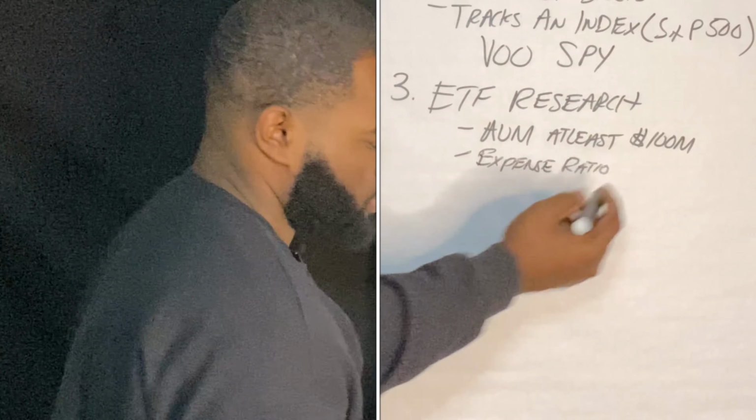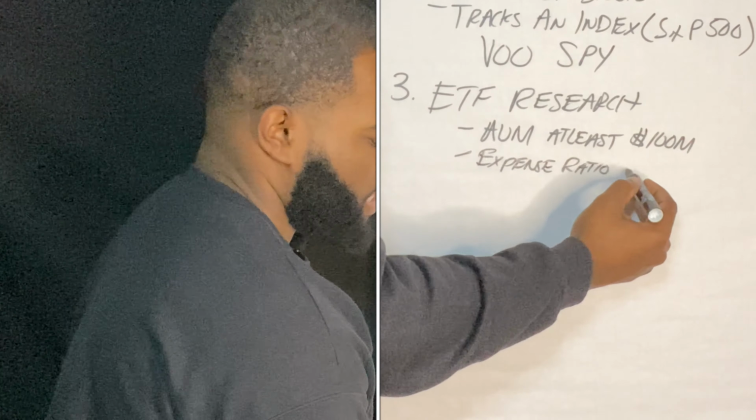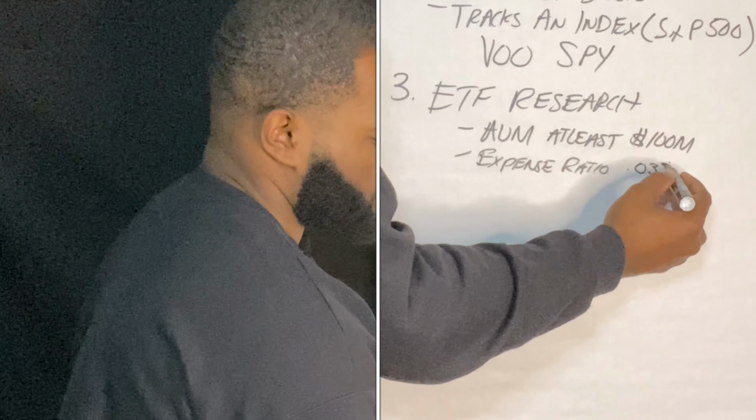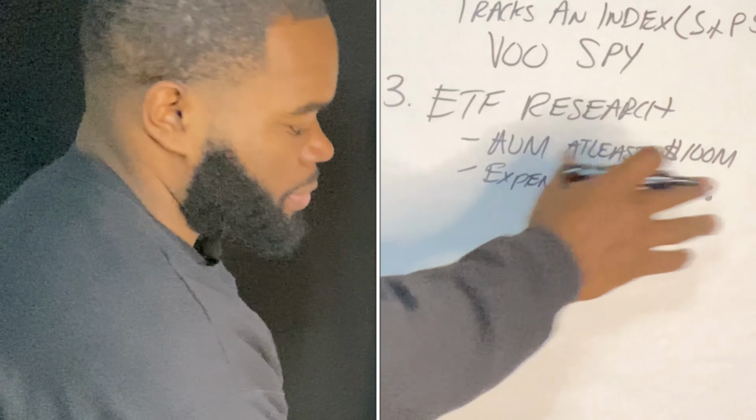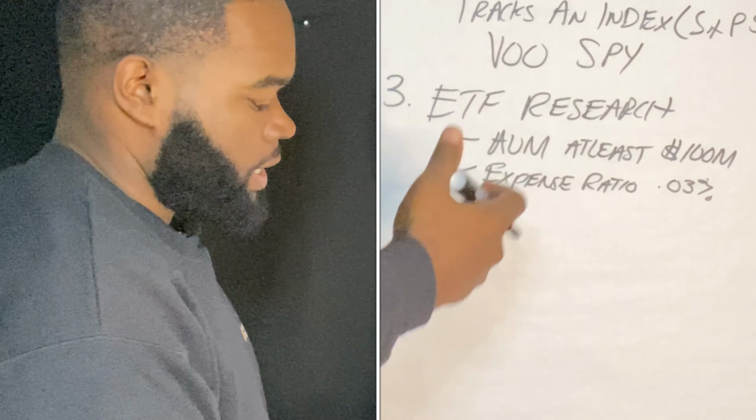Okay. Number 2, you need to understand the expense ratio. How much does it cost? Okay. VOO, the last time I checked, was about 0.03%. So what that means is every $1,000 that you invest, okay, that's about 30 cents in expense ratio.